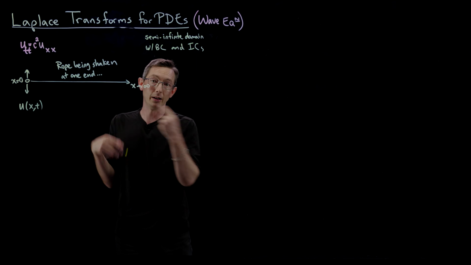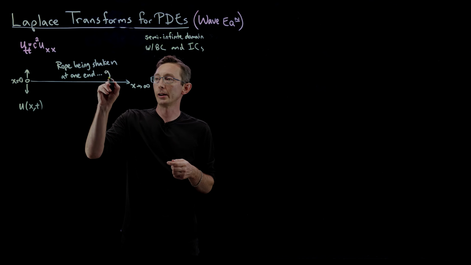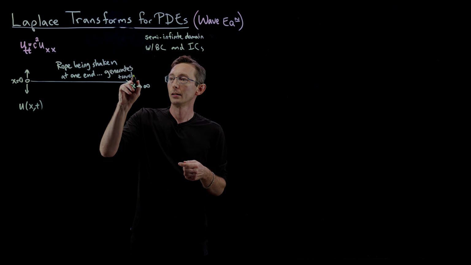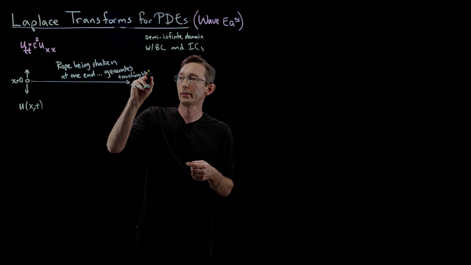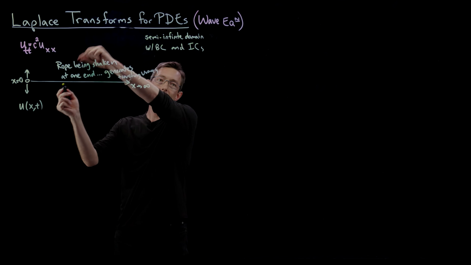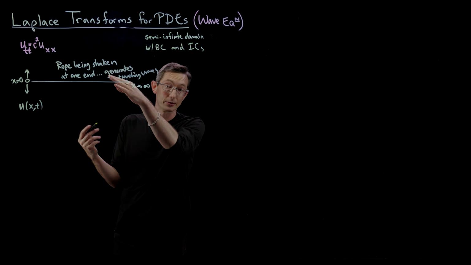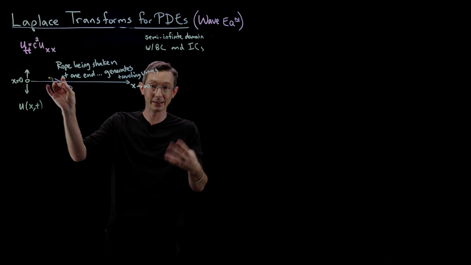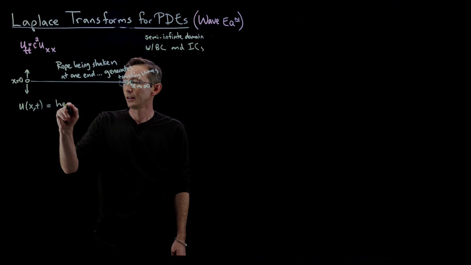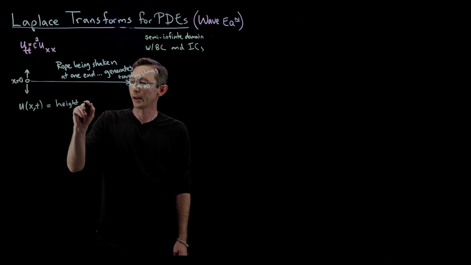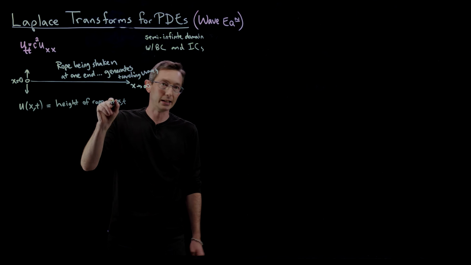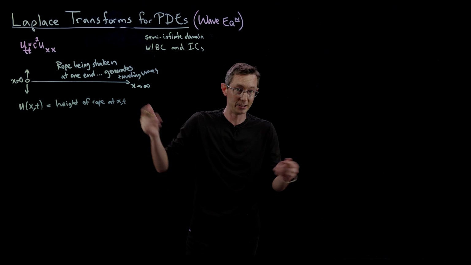The rope is being shaken at one end, which generates traveling waves. And u of x and t is going to be the height or the displacement of this rope at a location x at a time t. So this is essentially the height of the rope at x comma t, at point x at time t.